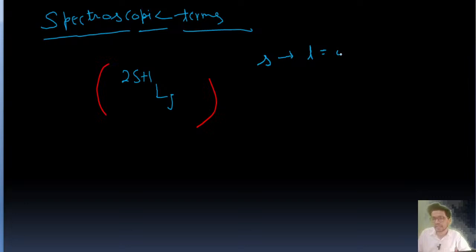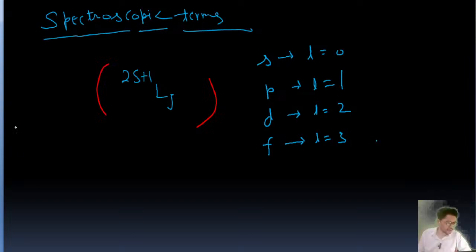So this is, guys, 2S plus 1 L J. Okay, so this is the spectroscopic term, right? And also, guys, you know it. I'm just writing: S means L equal to 0, P means L equal to 1, D means L equal to 2, and F means L equal to 3, and so on.